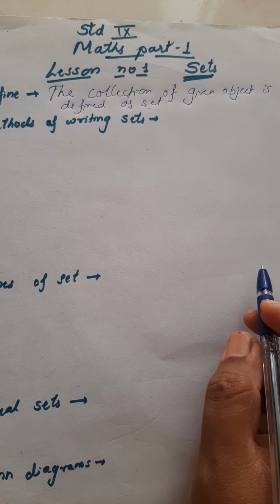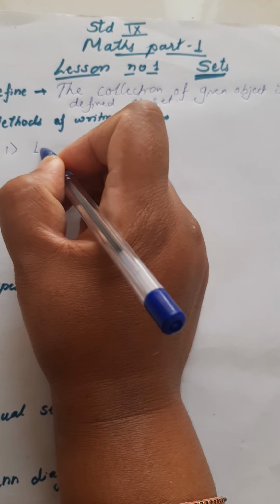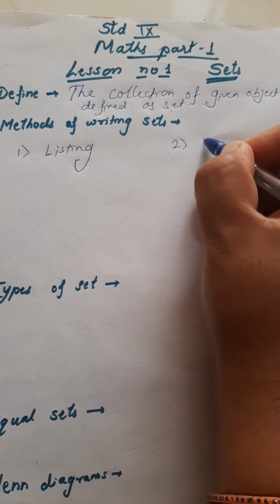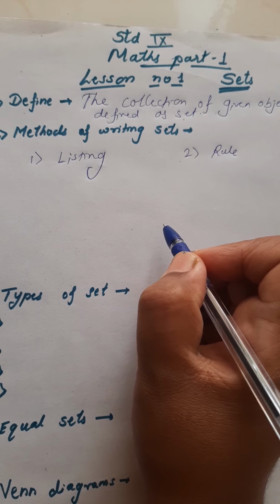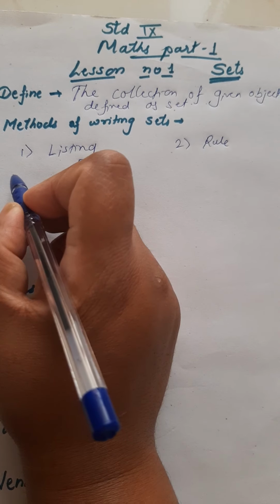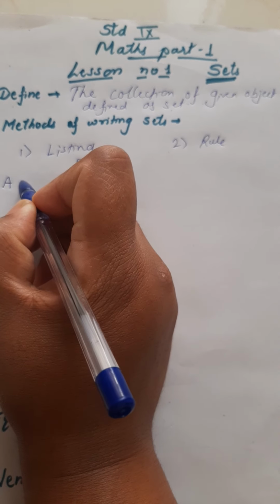Now there are two methods of writing sets. Number one is the listing method, and number two is the rule method. Listing means what we do here? List down. Rule means we use a rule here. Now I will give a name to one set. Okay, I will give it the name A.